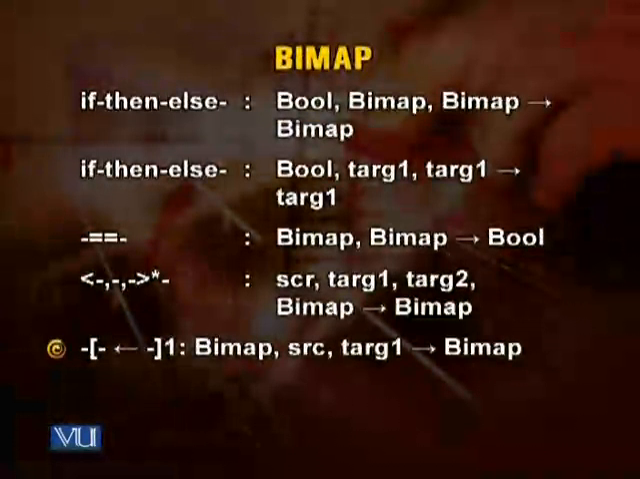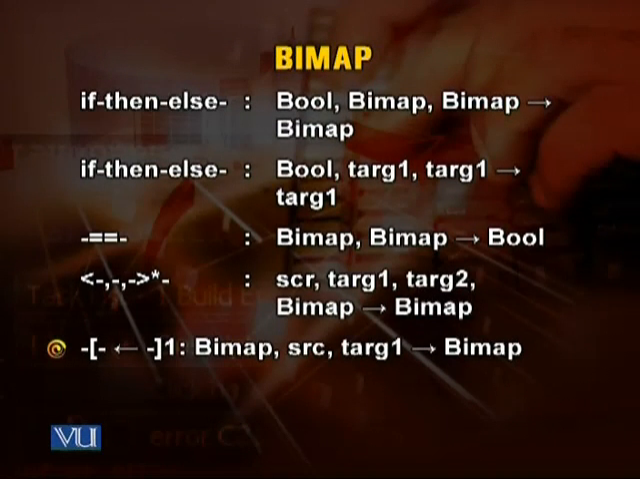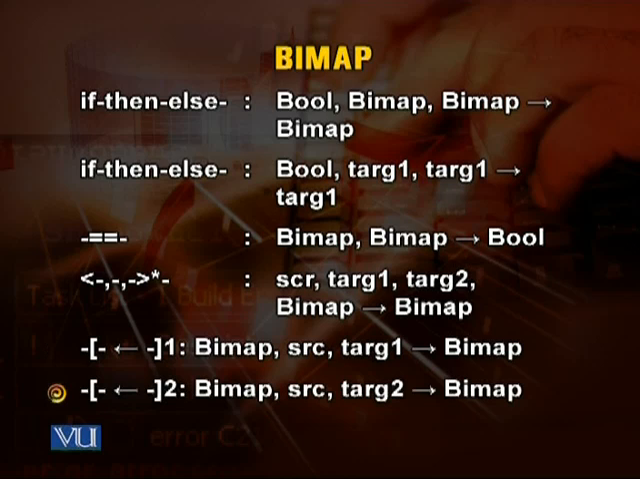Now we have another very interesting operation. This operation takes this bimap as the first argument. Then we have this left bracket. Then the second one is the source, and the third one is the target 1, and then right bracket, and then this number 1, and it returns a bimap back. Similar to this is the second operation. The only difference between these two is that we have this 1 and 2, and in the argument list, in that particular case, the third argument in the first case was target 1, and in the second case, the third argument is target 2. Otherwise, these two operations are the same.